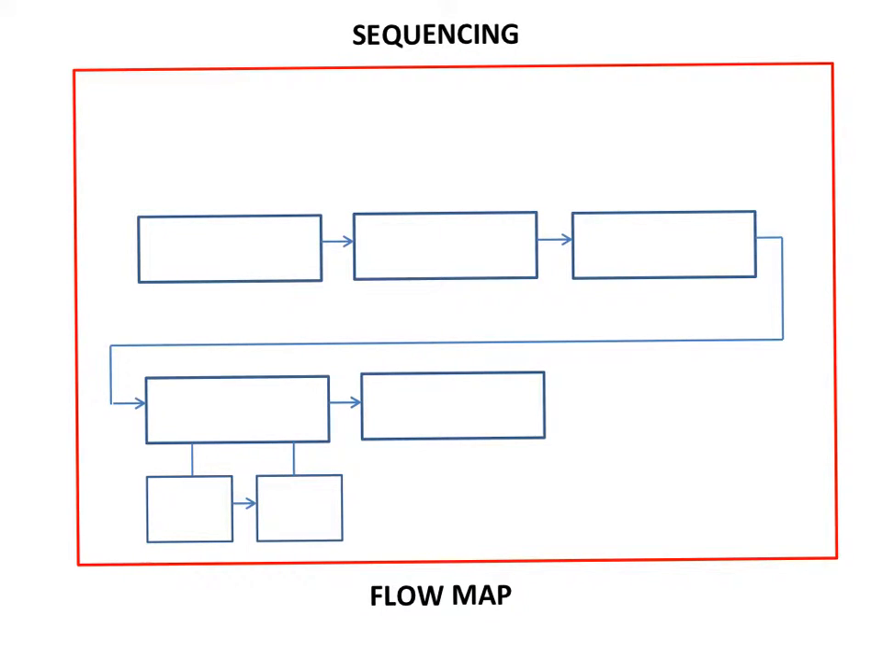Welcome to this tutorial about using flow maps to help with geography revision. A flow map is one which allows you to summarise information which flows as a sequence, and it begins in the top left and continues in this pattern to create a sequence.